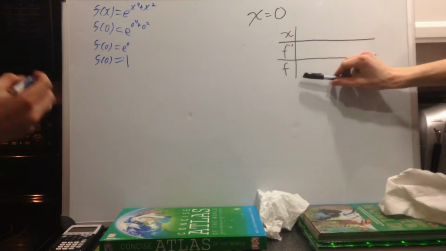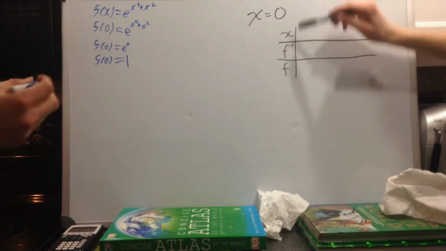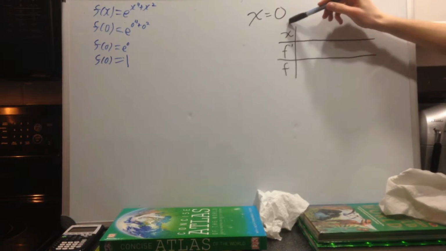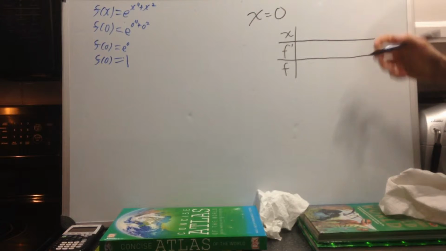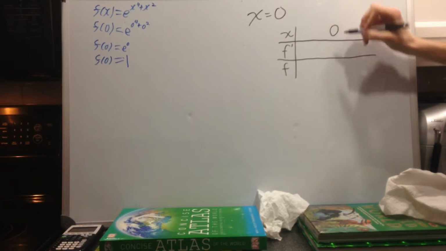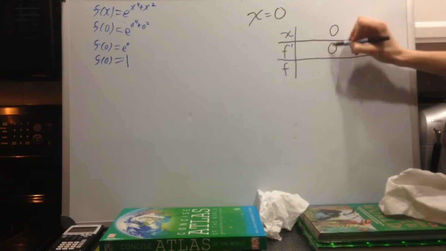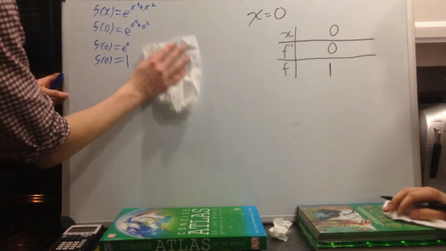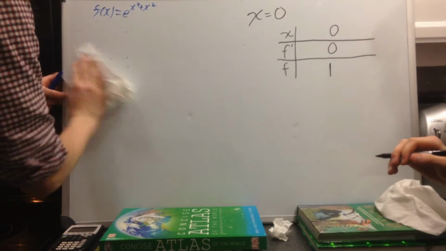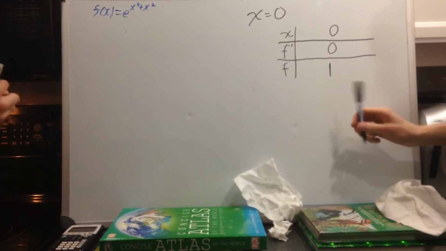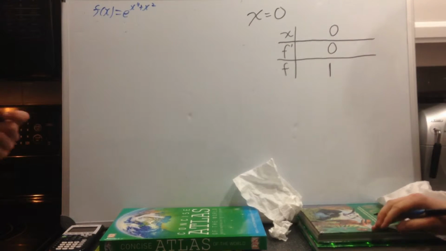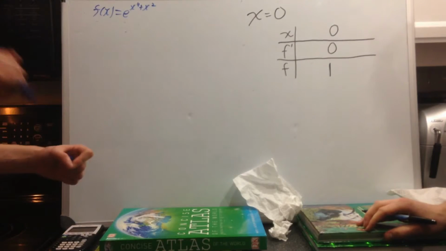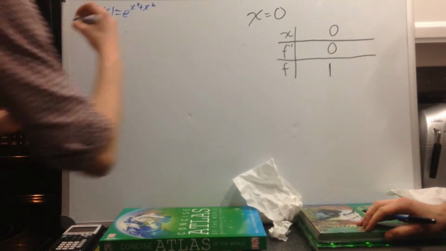Now we will set up this chart, which has 3 sections: x, f prime, and the behavior of f. So first we will put a 0 here, which will be a 0 at f prime, and a 1 at our f behavior. Our next step is to find the behavior of the function left and right of our point. The first thing I'm going to do now is find the behavior of the function to the left.